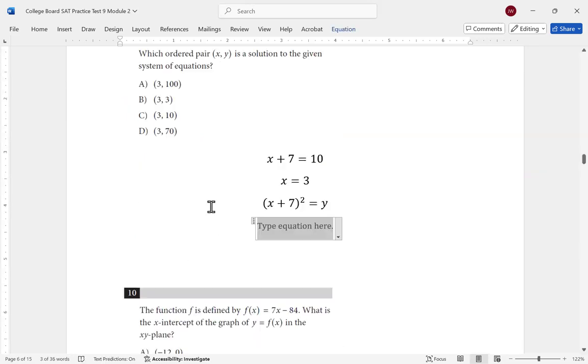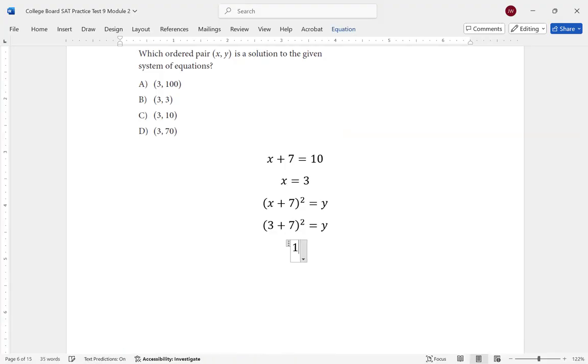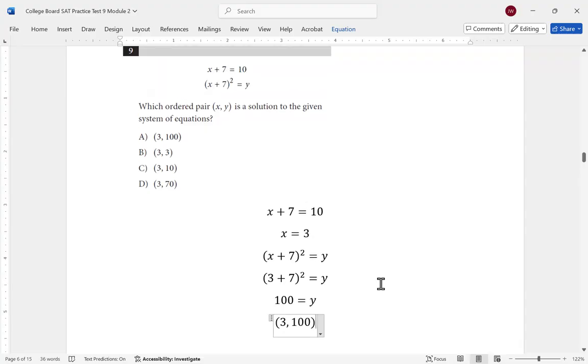Since x equals 3, we're going to take, in parentheses, 3 plus 7, that's going to be 10 squared, and set that equal to y. 10 squared is 100, so we end up with a y value of 100. So that means the only solution to this system of equations is (3, 100). So the point (3, 100) is the solution to question 9, and that is option A. So A is the answer to question 9.